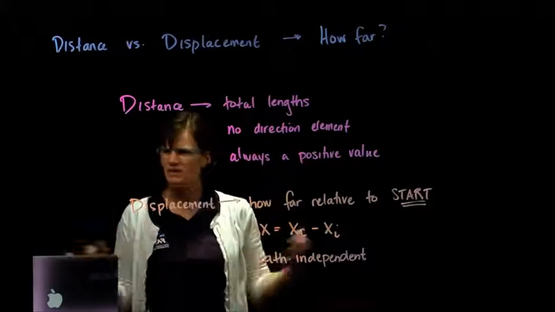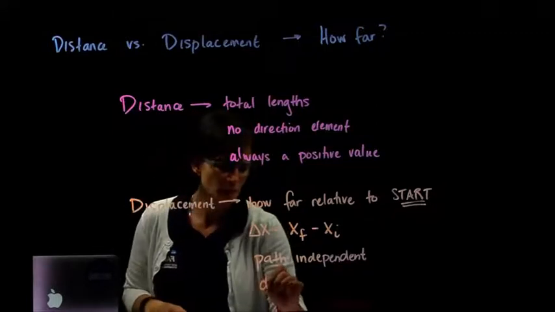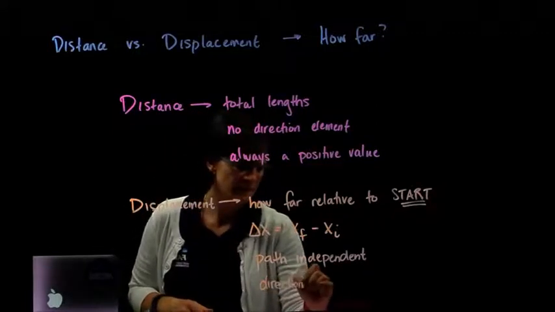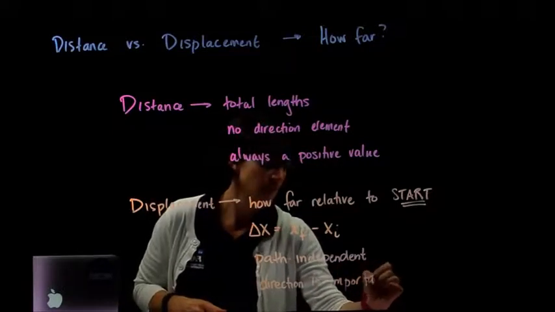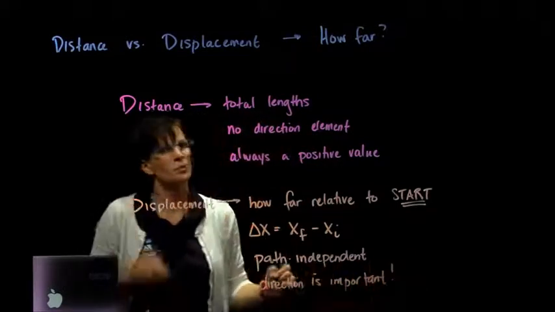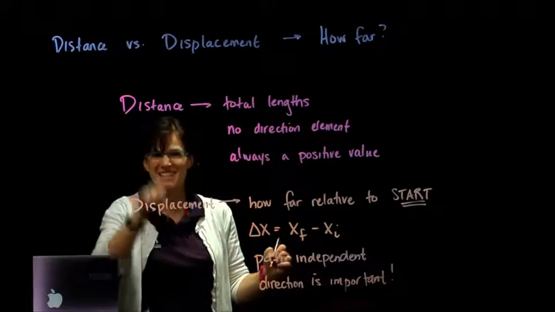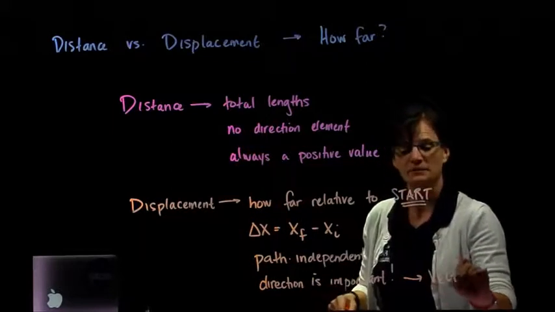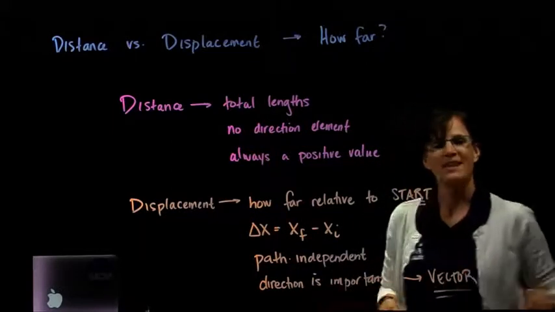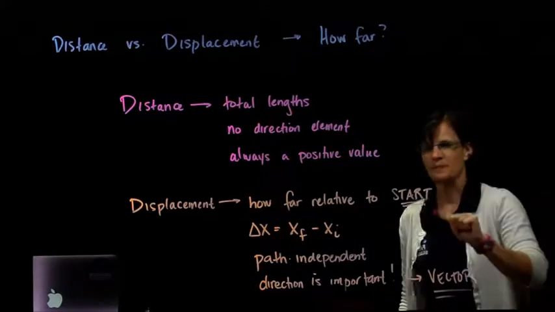We need some more information. We need to know the direction. So direction is important, whereas with distance, the direction was not. With displacement, it is. And when we have a mathematical quantity, a physical quantity, where direction is important, we have a special name for that, that's a vector. And so we want to keep in mind that displacement is a vector. It will always have a direction associated with it.